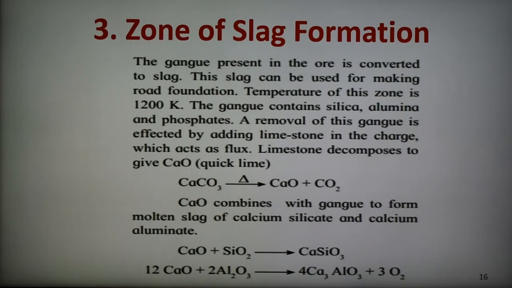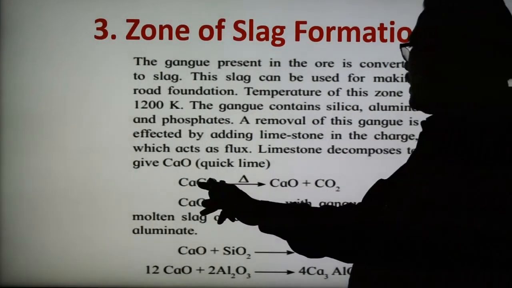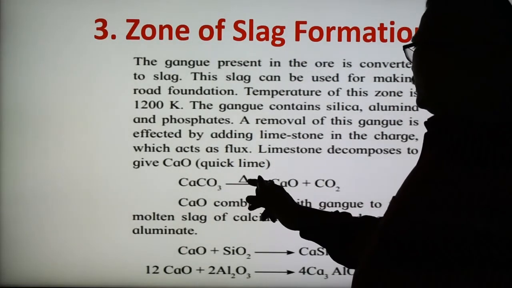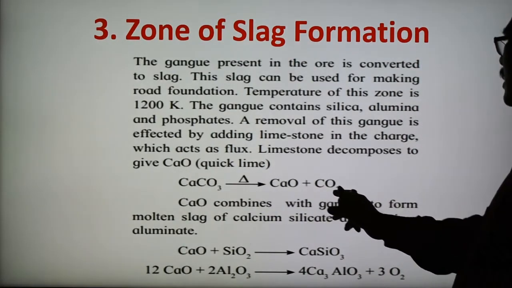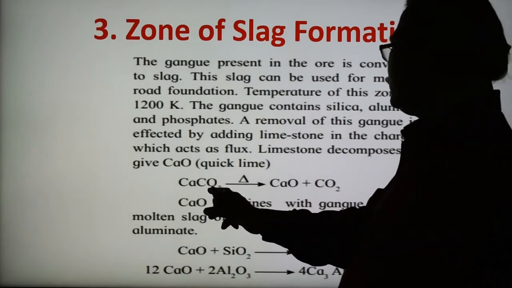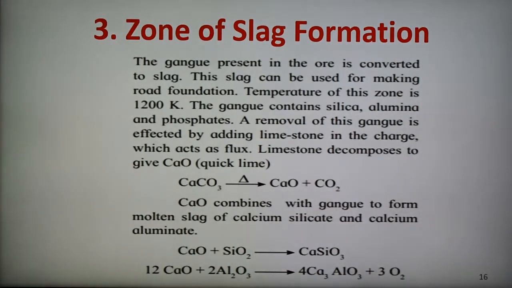Removal of this gangue is effected by adding limestone in the charge, which acts as a flux. Limestone decomposes, forming calcium oxide, that is quicklime. So here the reaction is shown. Calcium carbonate, when heated, forms calcium oxide and carbon dioxide. Whenever the carbonate is heated, CO2 gas is evolved, and we get calcium oxide.